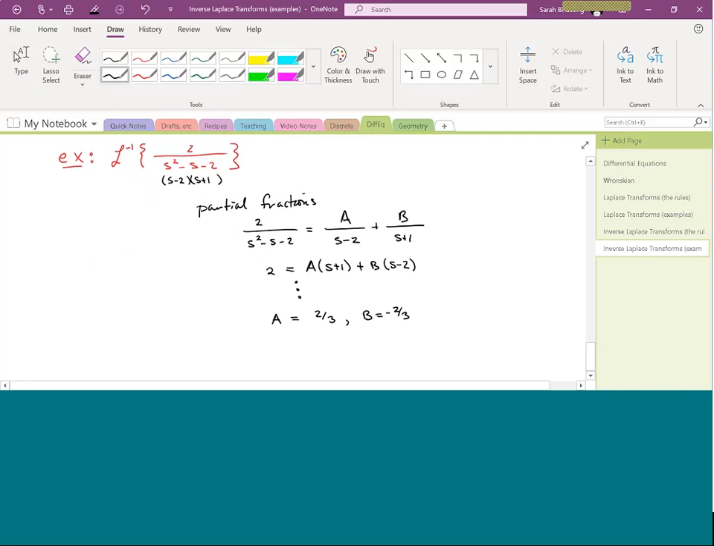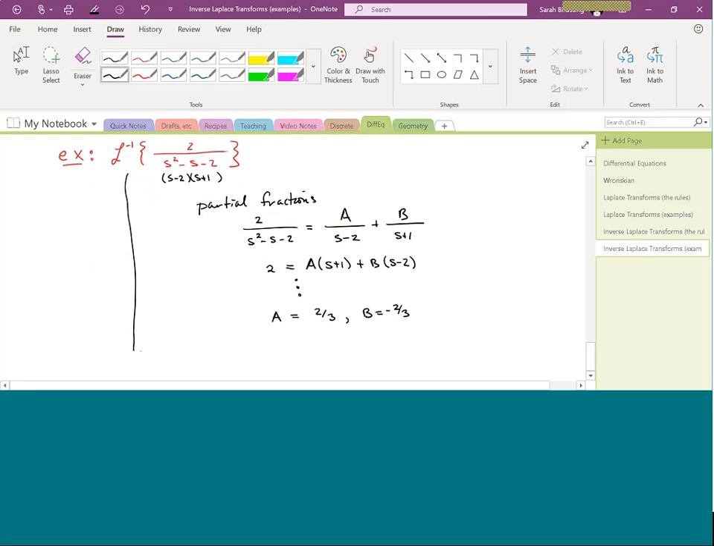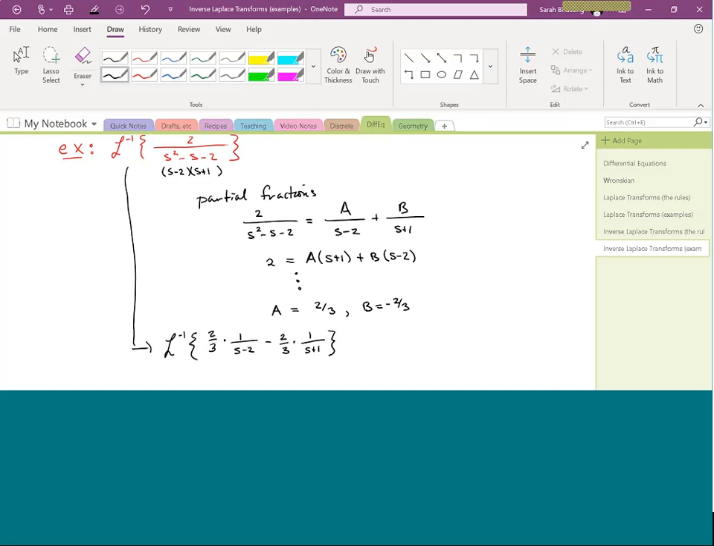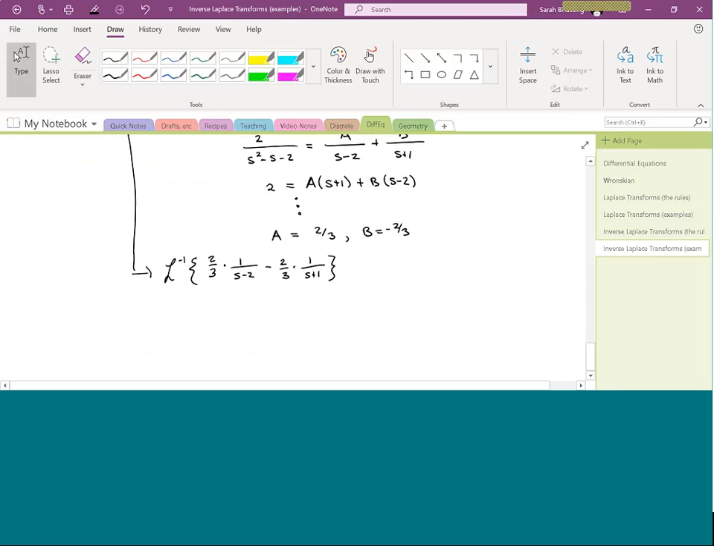Now, what does that mean for us? That means we can rewrite what we're given as follows. This is the inverse Laplace transform of 2/3 times 1 over s minus 2. You could put the 2/3 on top, that's totally fine. And the second fraction turns into negative 2/3 times 1 over s plus 1. Notice I just did algebra to clean up the stuff inside the curly braces. Now, once we're here, notice what happens.